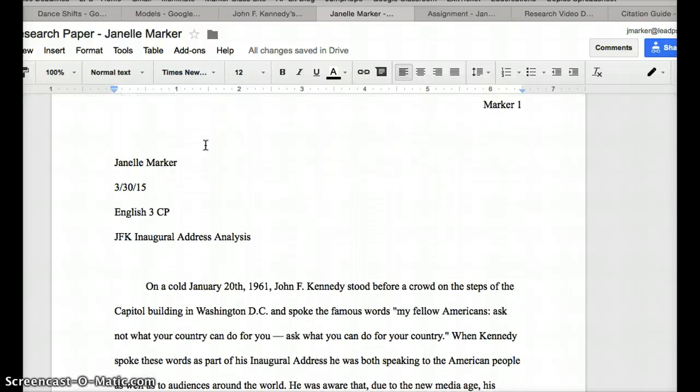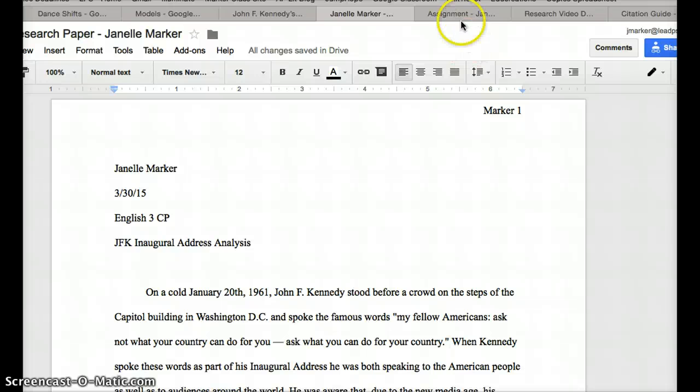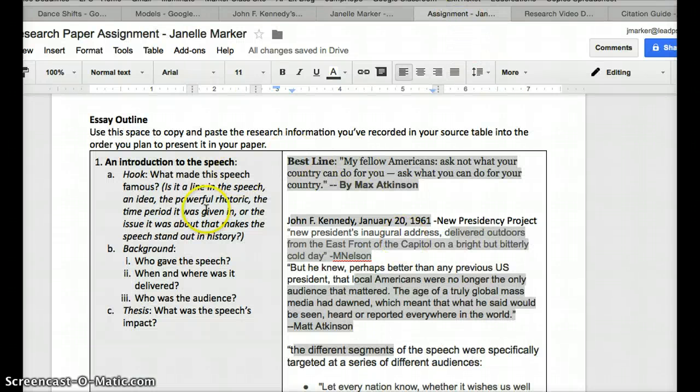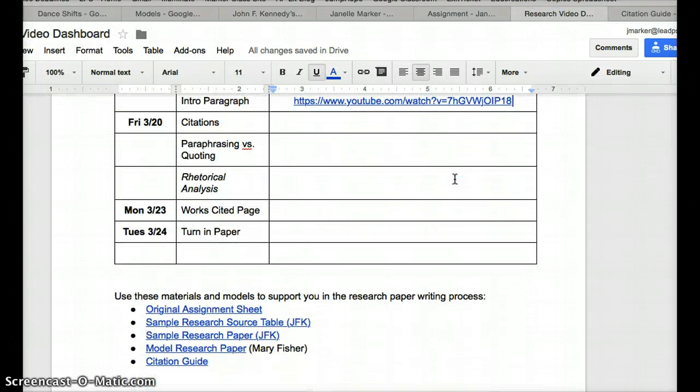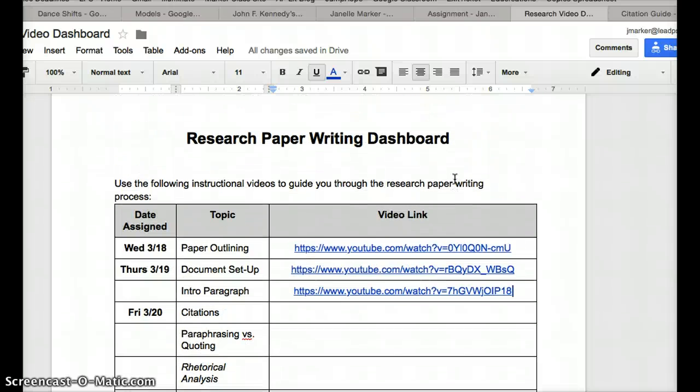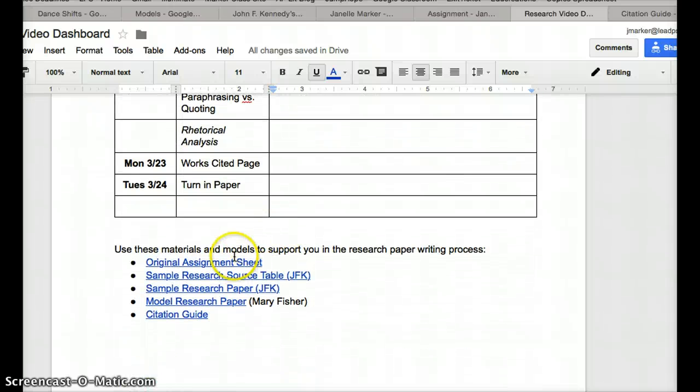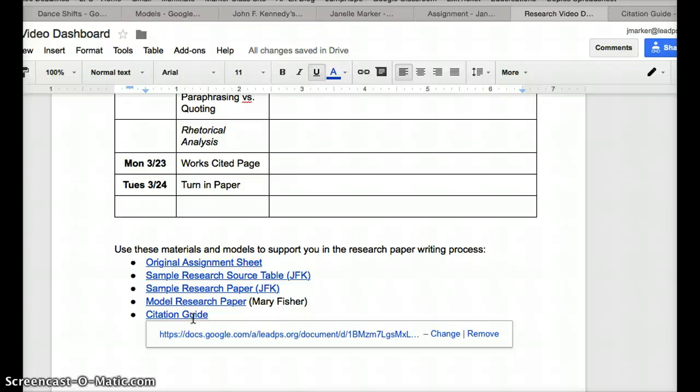Okay, so what you're going to do is, when you are done writing a sentence, and actually I should say there are a couple things you need to have open. So you should have open your paper. You're also going to need to have open your essay outline document, and then another thing that's going to be helpful is at the bottom of the research paper writing dashboard, there's this citation guide that's going to be linked, and you're going to want to click on that.